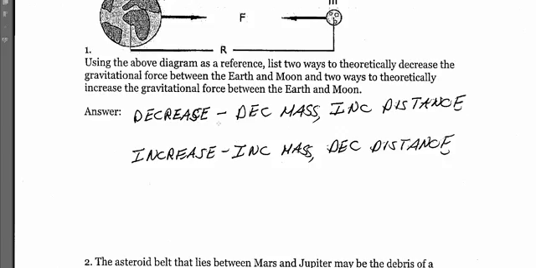The first one, we have to theoretically decrease the gravitational force in two ways, and then theoretically increase it. Well, if we want to decrease the gravitational force, there's two ways we can do it: decrease the mass of the objects or increase the distance. The second one, we want to increase the gravitational force. Well, you're going to increase the mass or decrease the distance. And so those are the two things that we talked about in class also.